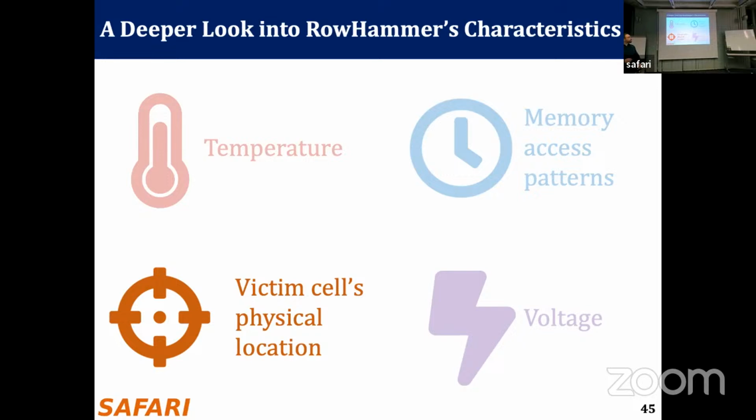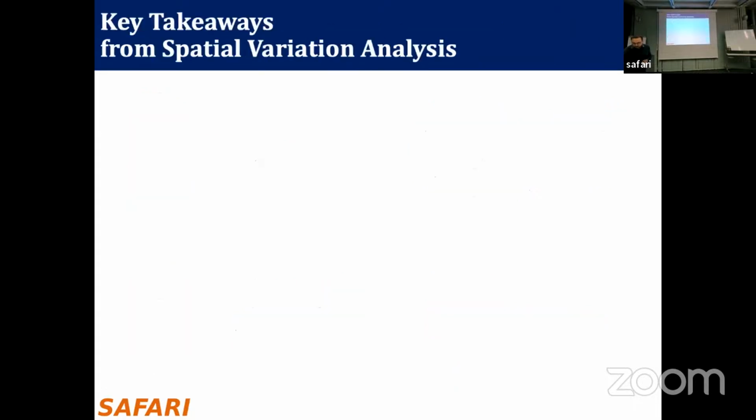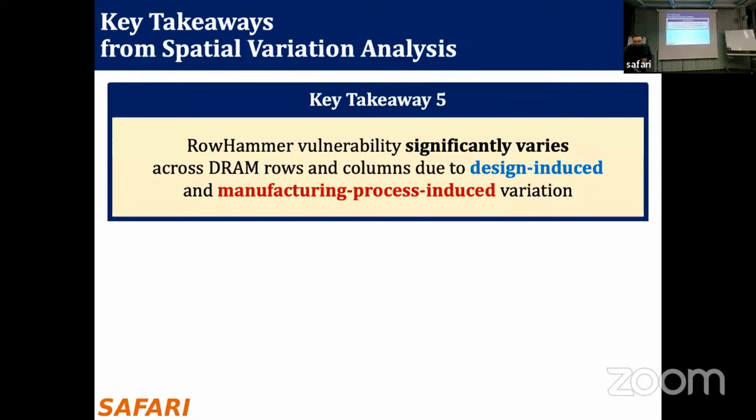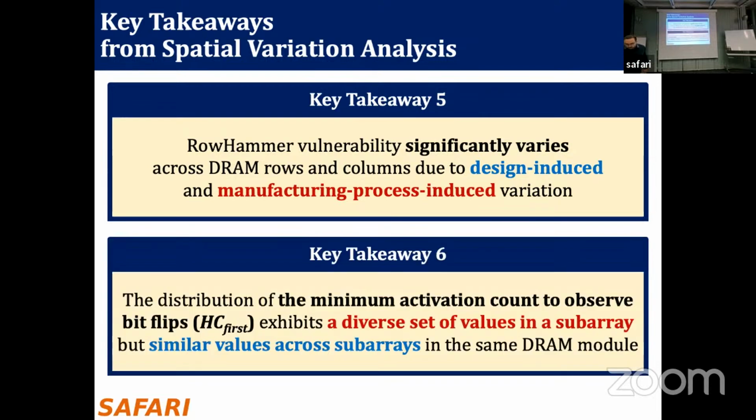And this is the third aspect of our characterization: victim cells' physical location within the DRAM chip. So it comes to your question about the region of the memory that you conduct the attack on. We observe that RowHammer vulnerability significantly varies across DRAM rows and columns, and we suspect that this is because of design-induced variation and also manufacturing process-induced variation.